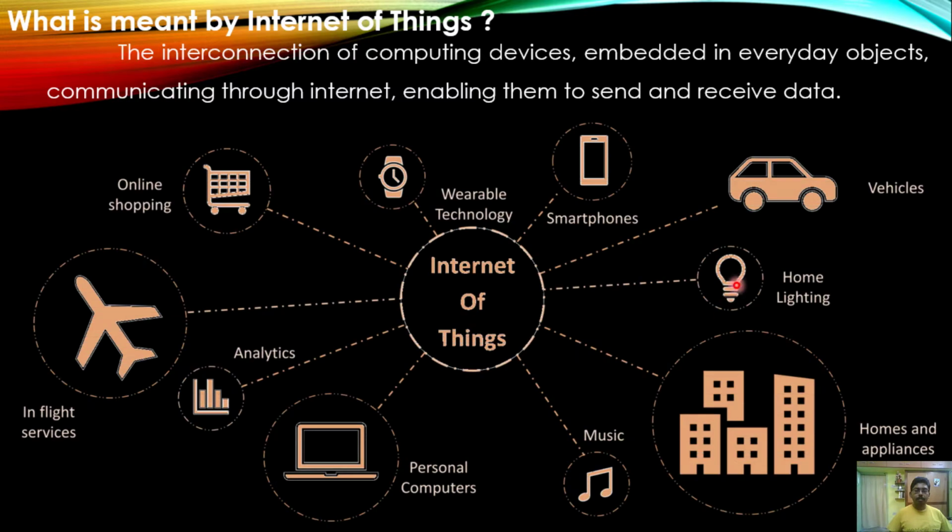Our home lighting, our home appliances, our vehicle, smartphone, wearable technologies, our music app, our computer, our shopping, and our flight experiences and analytics, everything are connected to the internet. These all the devices are smart devices. These all have an embedded electronic computer chip in them and send data to the internet, and they can communicate with each other. This is known as Internet of Things.